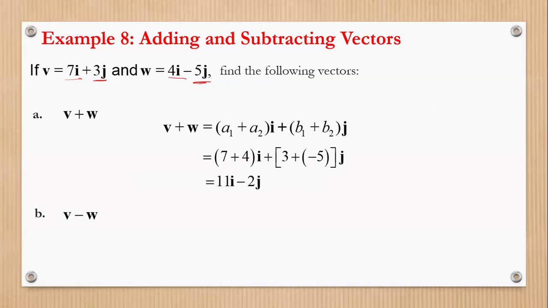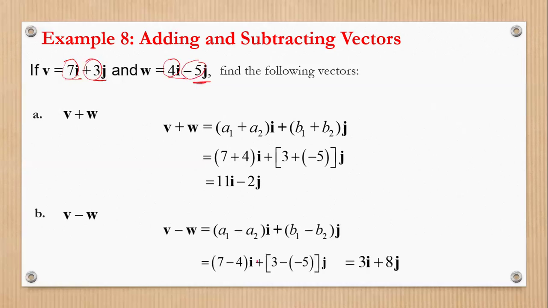To subtract them, we need to subtract the components. V minus W means I need to have V first and W after that as a second. So V minus W, 7 minus 4, 3 minus negative 5. 7 minus 4 is 3i. 3 minus negative 5, which is 3 plus 5, is 8j. And we have 3i plus 8j as the answer.